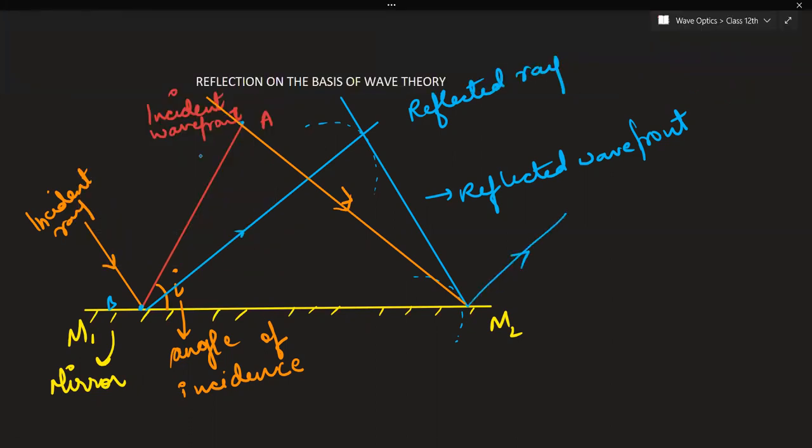Again here reflection will occur. This will again be the reflected ray. Again this will form here the forward envelope. The wavefront will be there. Like this, it will keep on propagating, and that is what we have studied in Huygens' principle, how the propagation occurs.